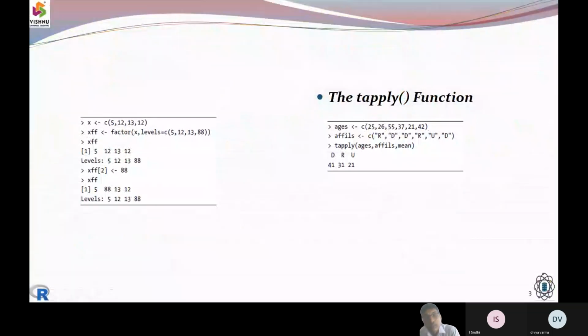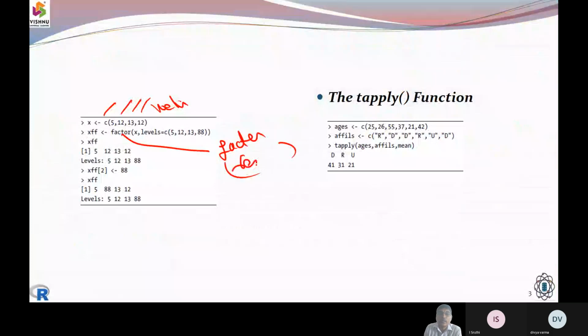Factors are also called levels. So now we can see an example here. X is going to be a vector with 5, 12, 13 and 12. Then we are going to compute the factor. Factor is going to be a reserved word, along with the number of levels. So it is 5, 12, 13 and 88. They are going to be unique values here, so no duplicates are going to be propagated here.